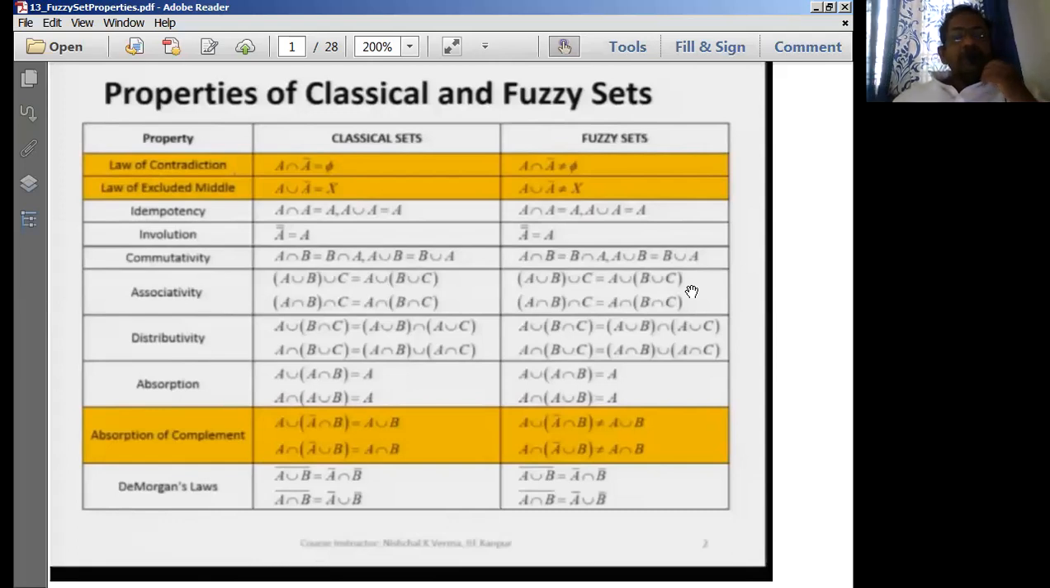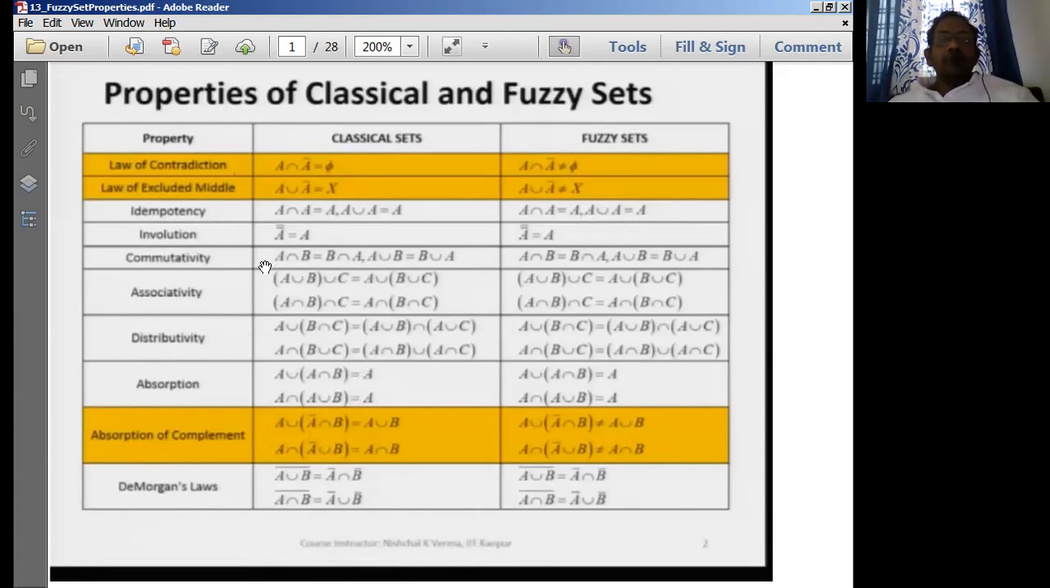Once again, the commutative property and associative property are normally going to be the same in comparison with classical set theory. The associative property says that A union B with union C becomes equal to A union with B union C, and this property is going to be the same in the case of fuzzy sets as well. When you apply intersection also, the property is going to be the same. These two we are going to verify. This is the associative property.